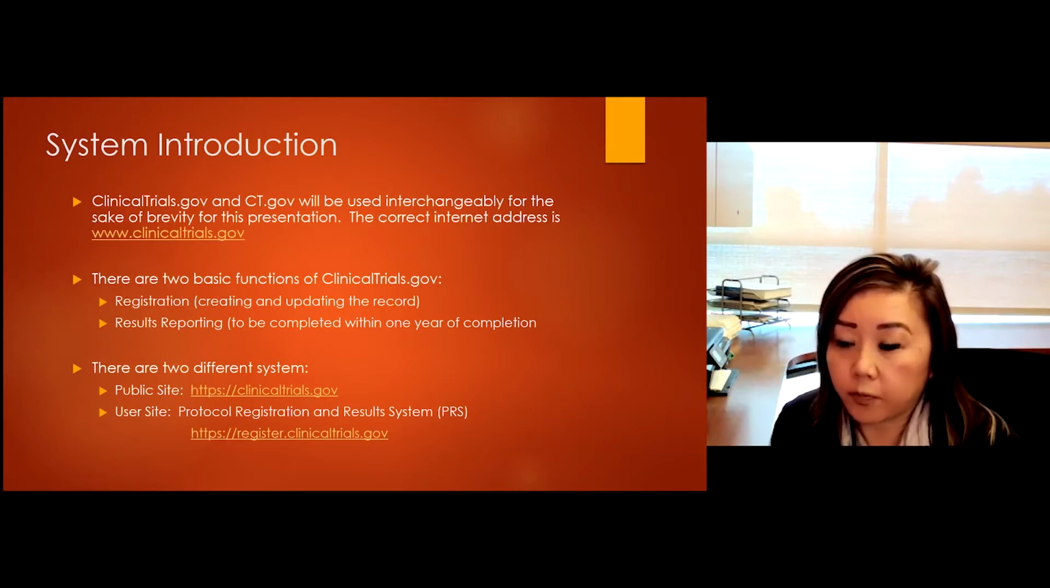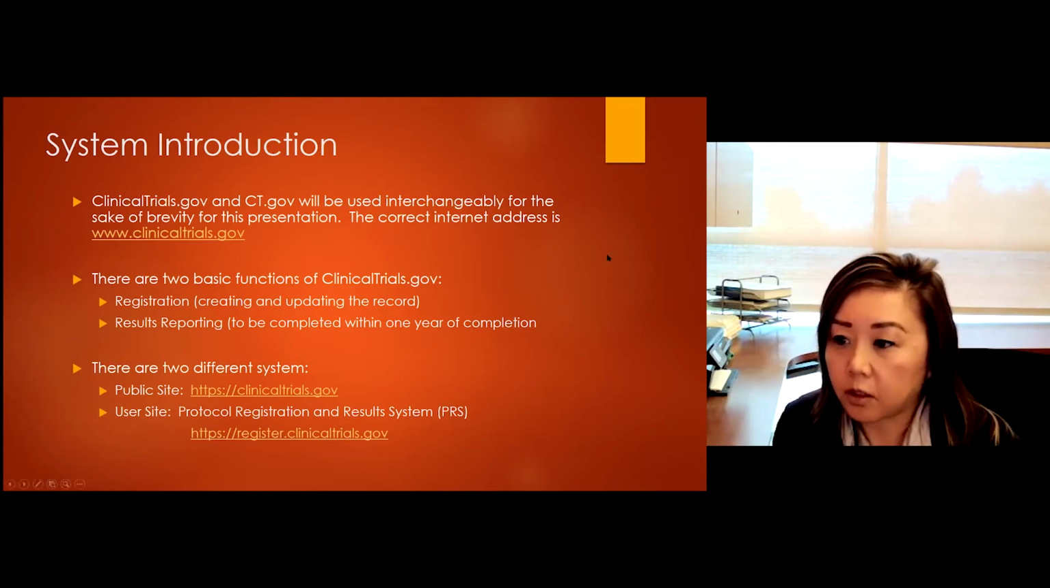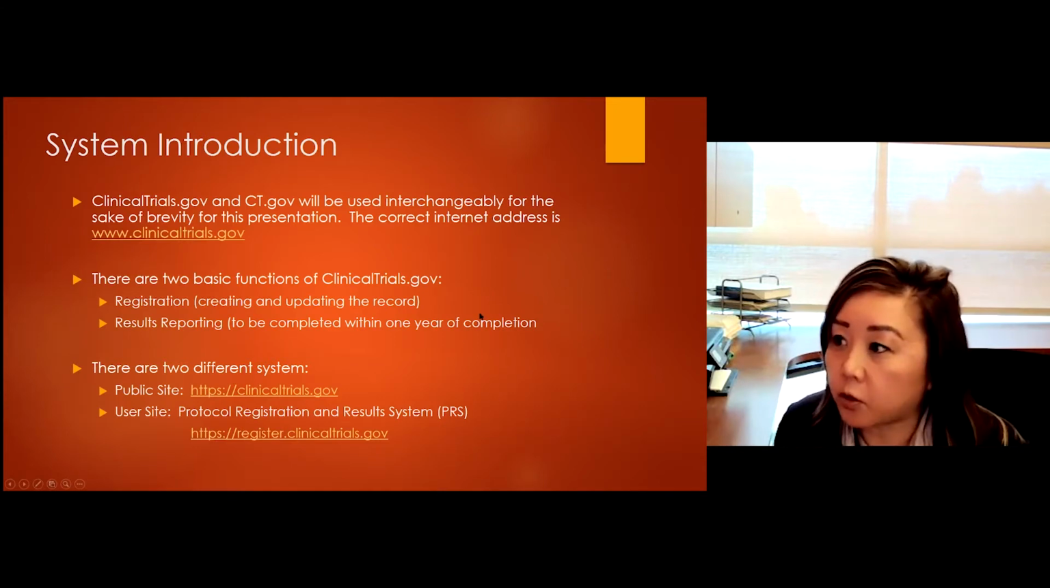And then there are two different types of systems that are available. So I just wanted to be clear, we talked about the public site, so the clinicaltrials.gov site that the public accesses, and then also the user site, which is the protocol registration and results system, which most of you will be working in directly, so that you enter the registration of the study and then the study results reporting within that system. So there's two different access points.